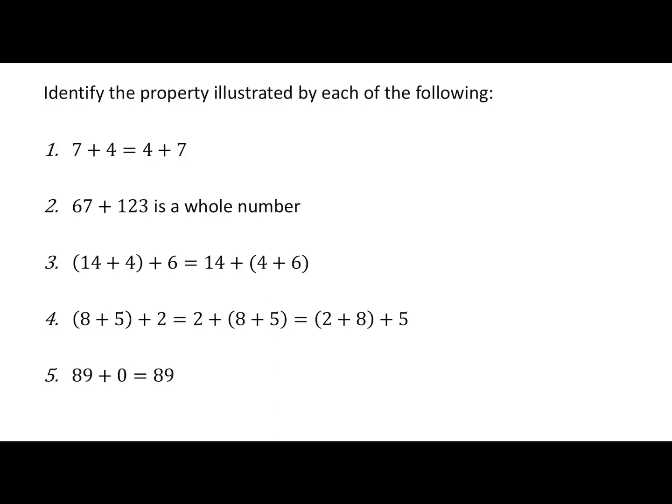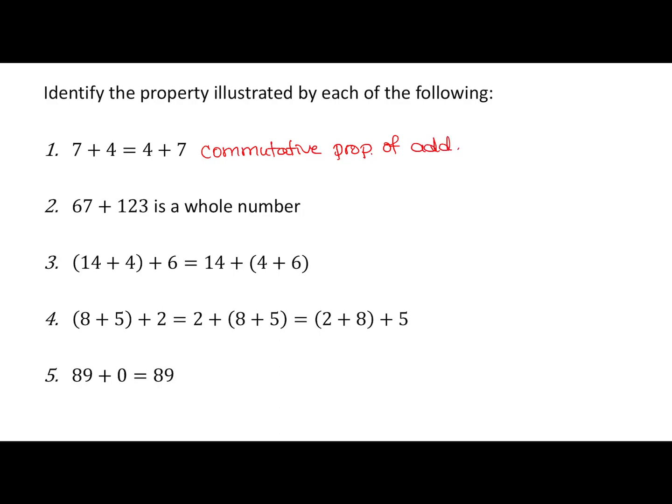Okay, so let's try identifying some properties here. So the first example, I have 7 plus 4 equals 4 plus 7. So what's happened here? I've switched my order of addition. That's my commutative property. So commutative property of addition.